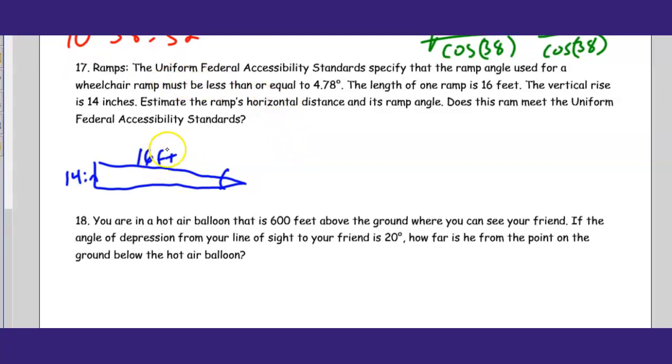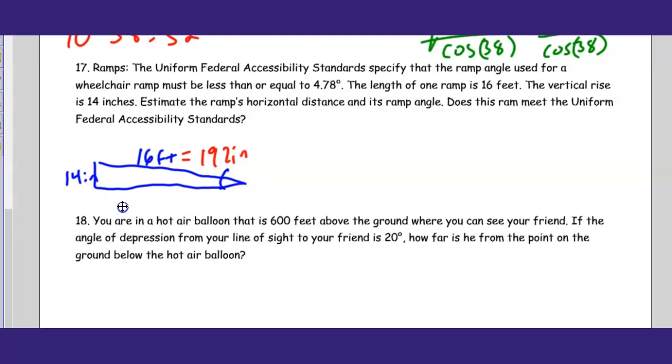But before I do that, I said this is feet. I need to convert that to inches. There are 12 inches in a foot, so 12 times 16 is going to be 192. So it's 192 inches. Now everything is in inches.